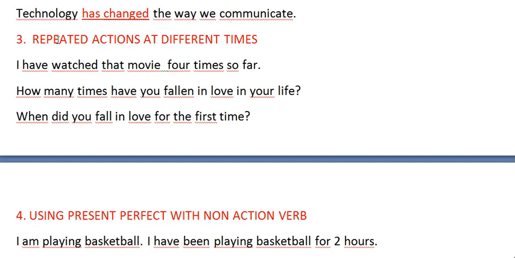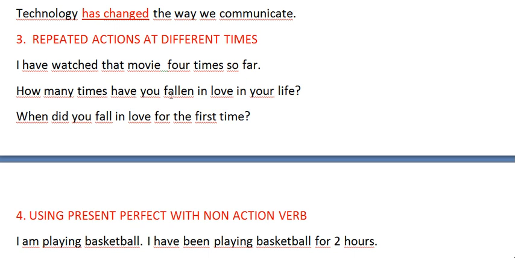So here, the third one: repeated actions at different times. Something is happening at different times, but still time is not important. It just happened in some places, sometimes in the past. So here, I have watched that movie 4 times so far. So when did I watch the movie? We don't care about this. What we care about here is I have watched that movie 4 times, many times. That's what I'm telling you. I have watched that movie. I'm not saying I watched that movie last week or 2 years ago.